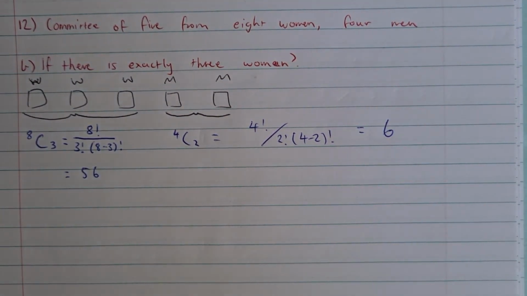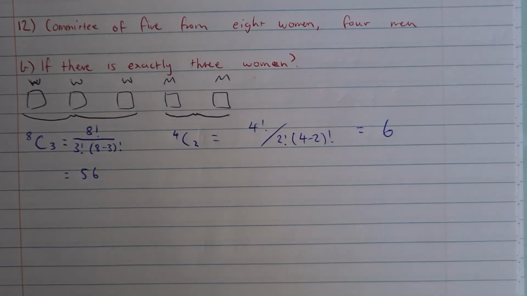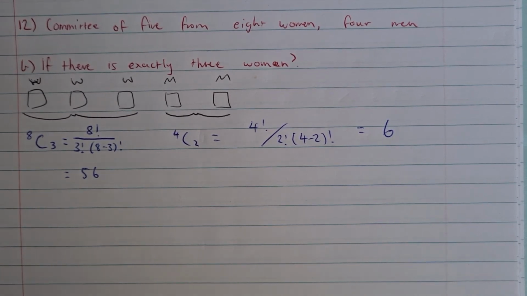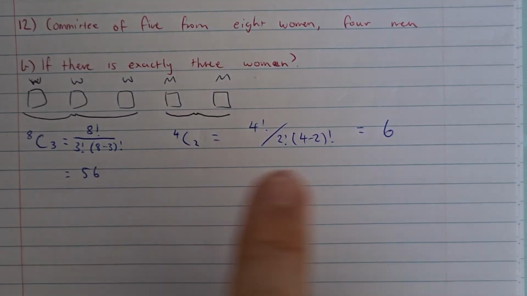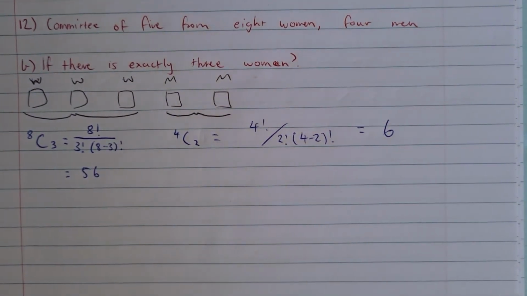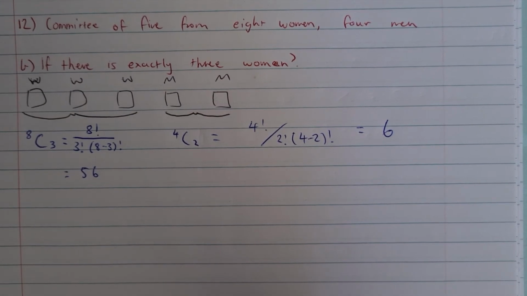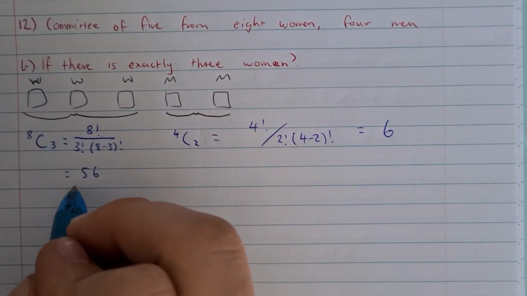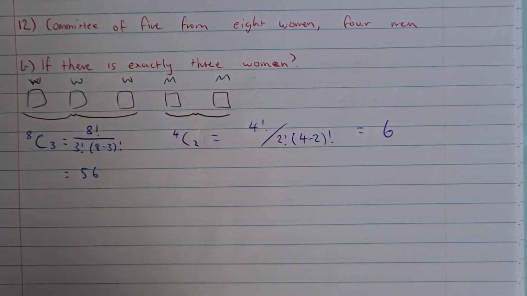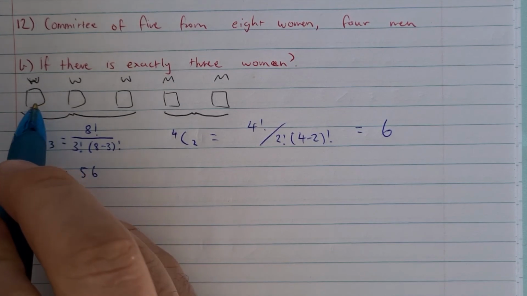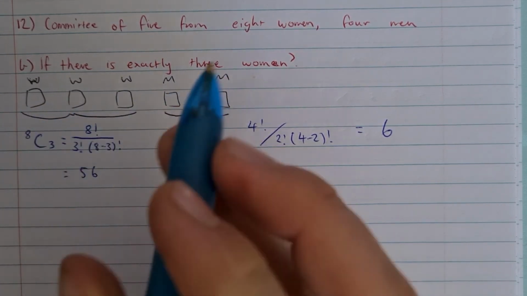Now you may be wondering, how do we know whether we need to use the addition or the multiplication rule now that we've got these two numbers. The way to think about it is, I like to use the tree diagrams analogy. So let's say we've got 56 different ways that we can choose the 3 women out of 8.